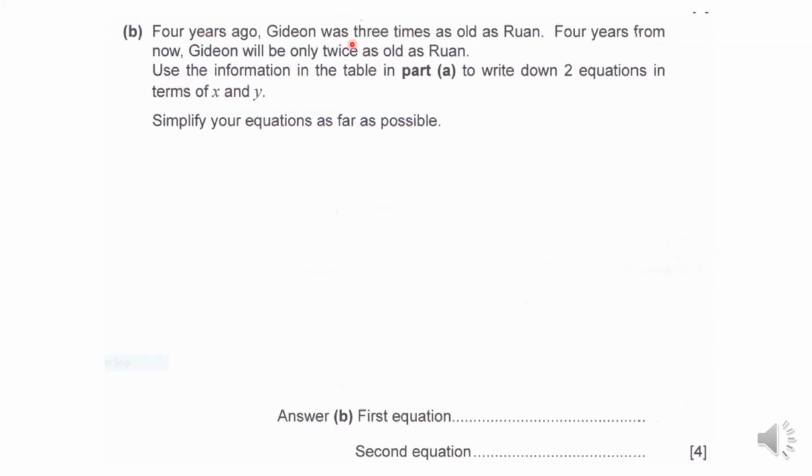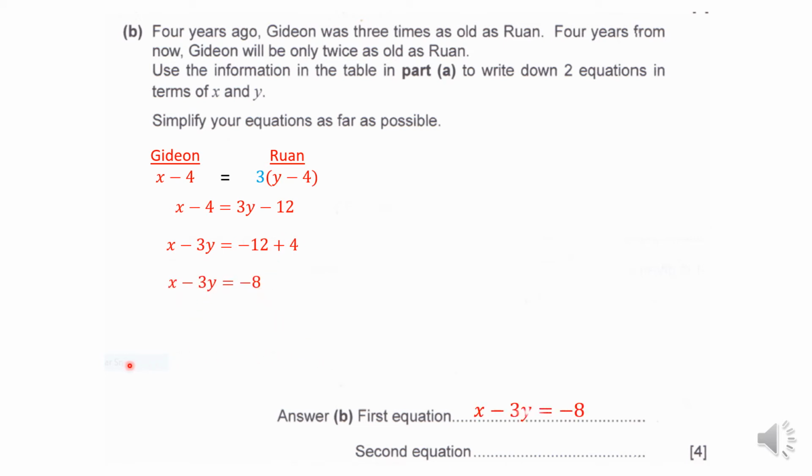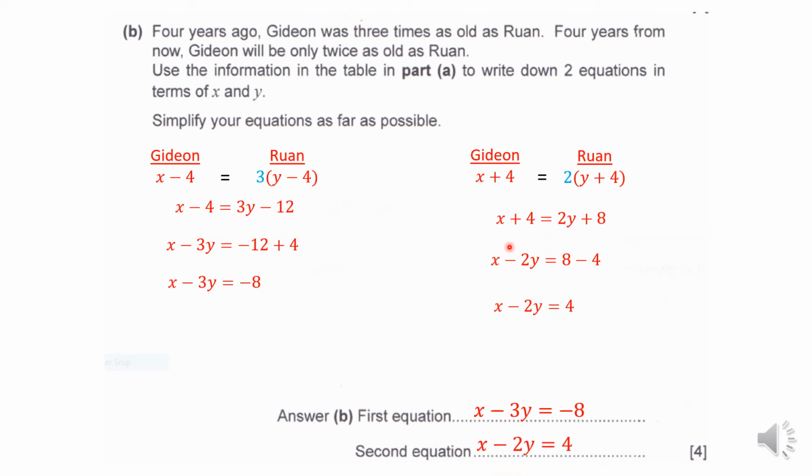Right, so 4 years ago, that's x minus 4, Gideon was equal to 3 times whatever Ruan's age was 4 years ago. So write them down, solve them, rewrite them. So the first equation is x minus 3y is equal to negative 8, or anything equivalent to that. Second thing is 4 years from now, so x plus 4, then twice as old as Ruan, so that's why the 2 comes at Ruan's age. Multiply out, clean the brackets up, you get x minus 2y is equal to 4. So those are the 2 equations that you got to take into consideration.